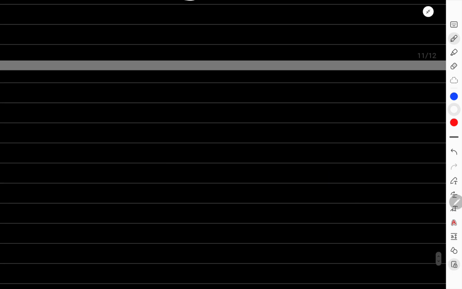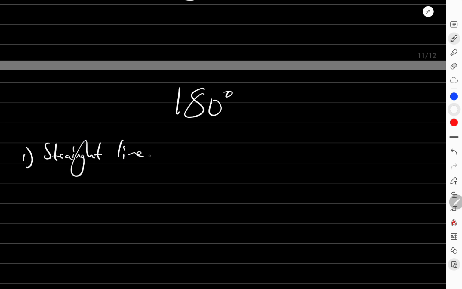Now, the last one, we spoke about 180 degrees. The first 180 degrees, it is the what? It's a straight line. Number one, it's a straight line. So if you see a straight line, the sum of angles that are found within that straight line, they add up to 180 degrees. So if you see a line like this one, the angles that are going to be found within that vertex, all of them combined, they should give us 180 degrees.